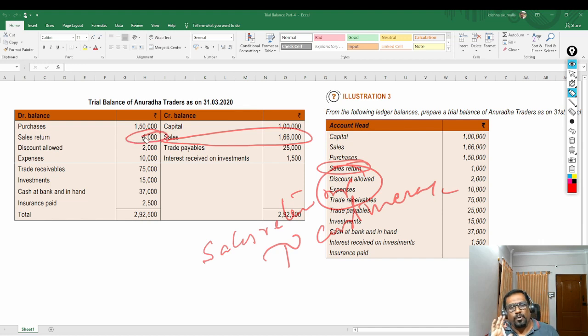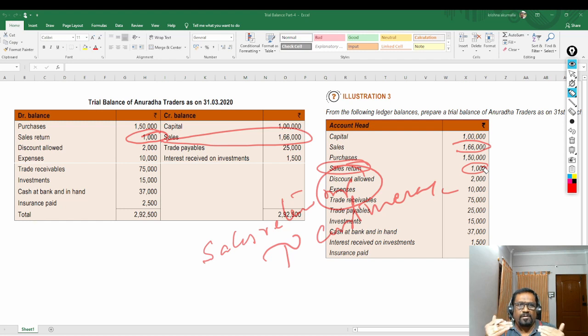You don't need to go and remember all these transactions blindly. You just need to apply the logic. There are two ways I explained. One, since sales are in a credit balance, sales return should be a debit balance. It's a blind approach. You might forget. Just recollect the journal entry for sales return. When the sales return happens, what will happen?